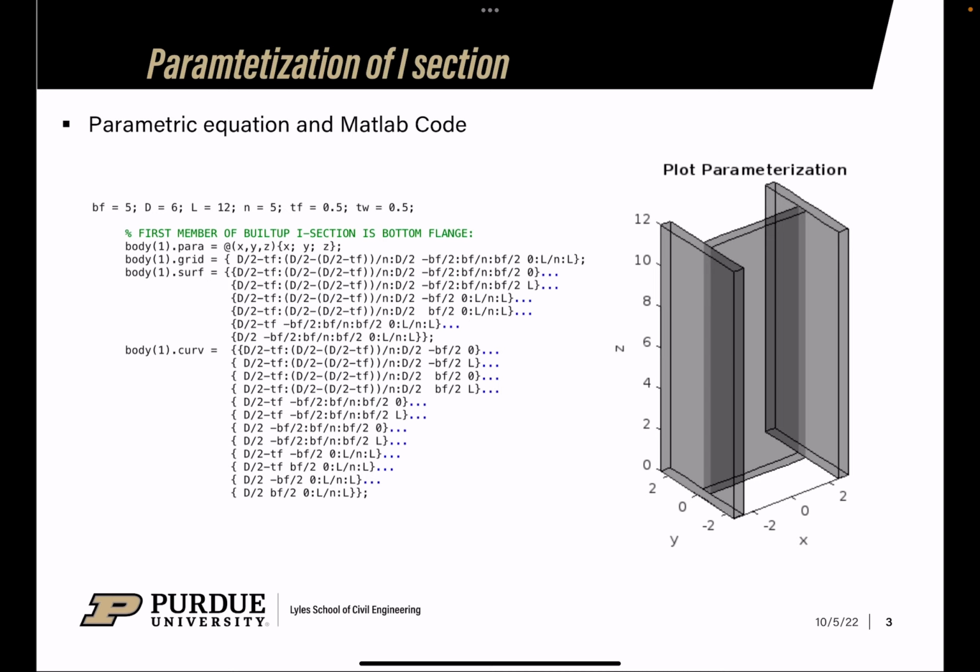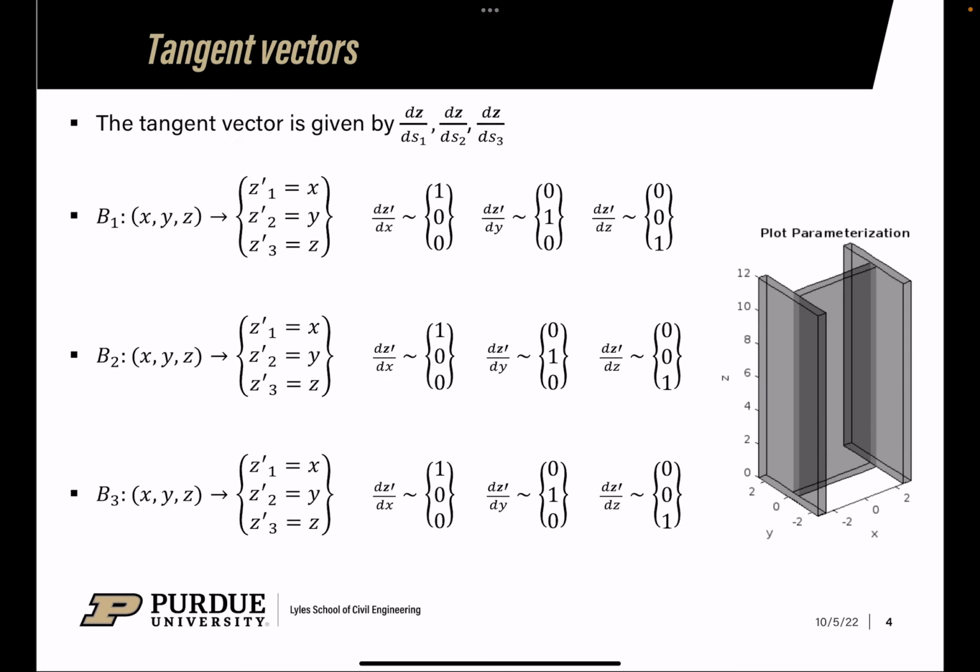So the body I have chosen is the I section, and these are the parametric equations and how we code it in MATLAB. The tangent vector is given by partial differentiation of the parametric equations. So my body B1 is the bottom flange, B2 is the top flange, and B3 is the web. The parameterization for these is quite simple, and so is the differentiation, that is, the tangent vectors.